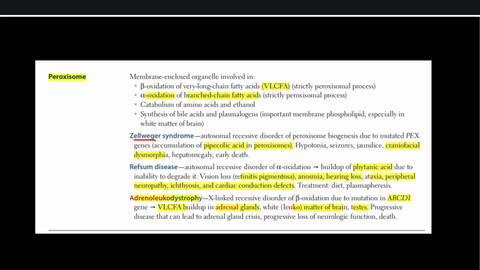Catabolism of amino acids and ethanol as well can happen in the peroxisomes. Synthesis of bile acids and even plasmalogens, right? All of these are parts of the brain, they form the brain and stuff. All of them are taking place in the peroxisome, okay? So it's very important to remember how important the peroxisome is, right?